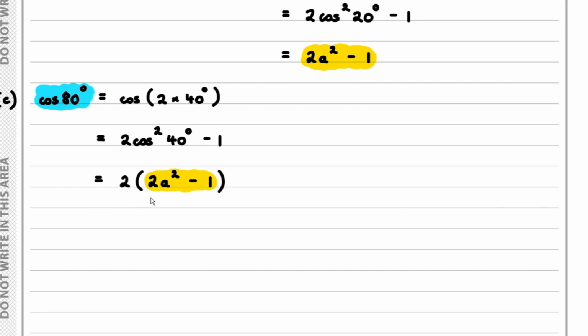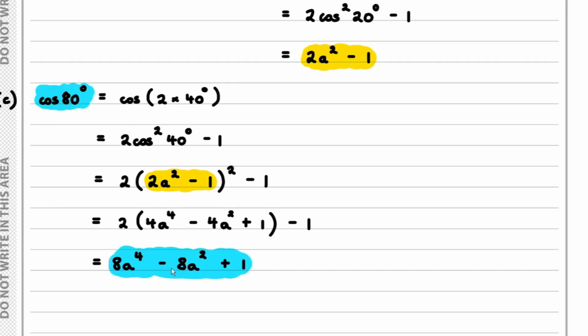So we have 2 multiplied by 2a squared subtract 1 squared, subtract 1. So we have 2 multiplied by 4a to the 4 subtract 4a squared plus 1, subtract 1. So we end up with 8a to the 4, subtract 8a squared plus 1.